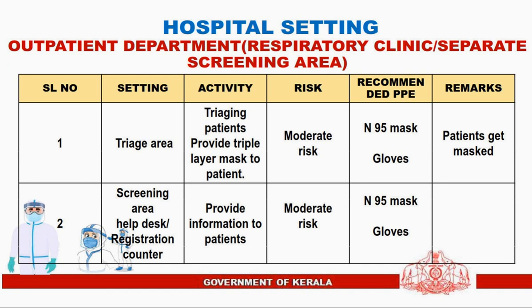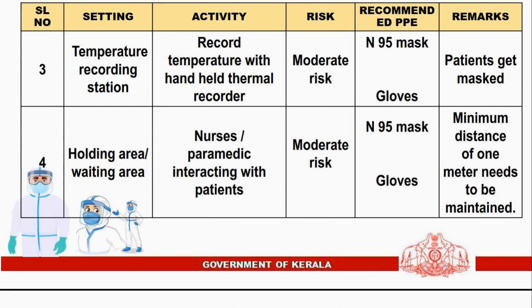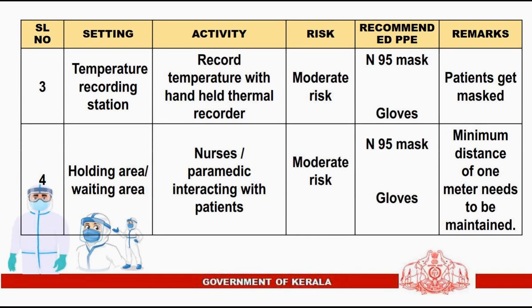In the registration area or at the help desk, the risk of exposure is moderate and staff deputed at these areas must use N95 mask and glove. In the temperature recording area, the staff deputed in this area have a moderate risk of exposure while assessing the temperature of the patient using a handheld thermal recorder, and they must wear N95 mask and glove and also ensure the patient is wearing the 3-layer mask.